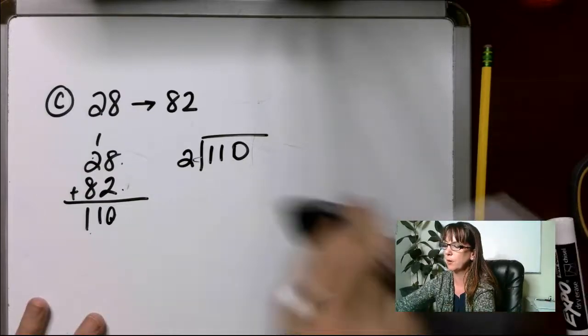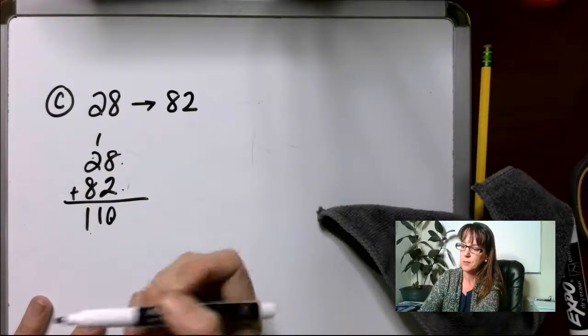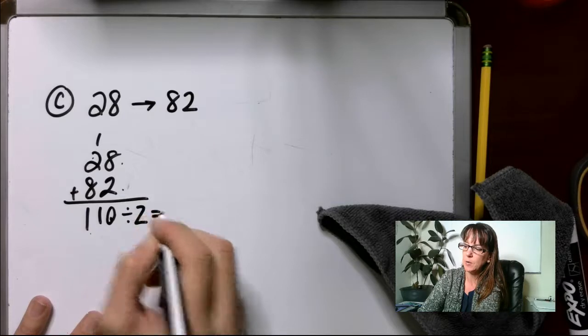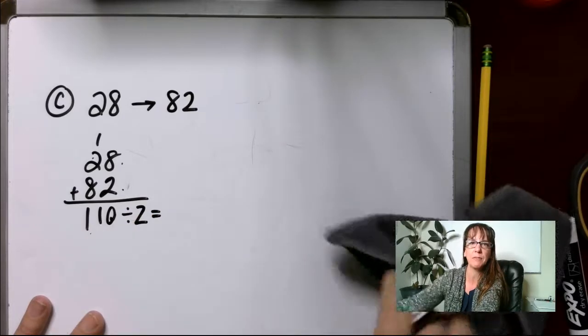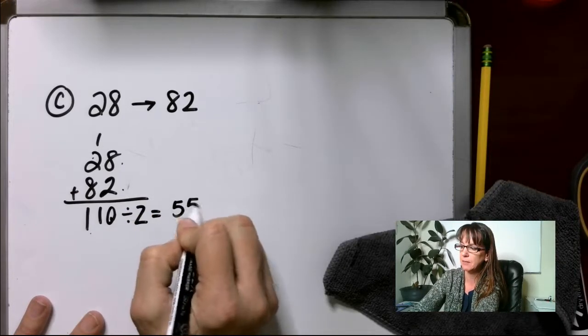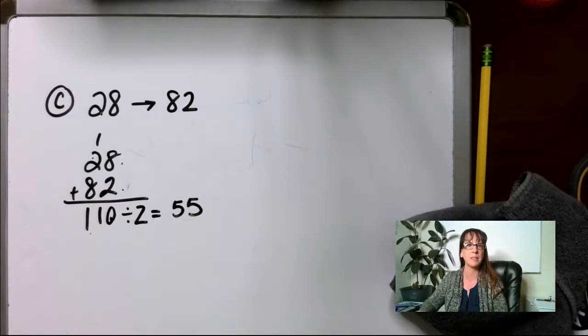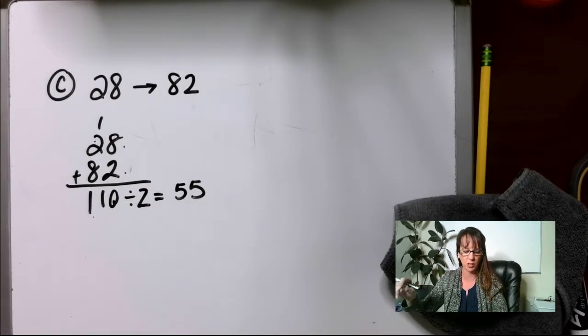I don't even need to do this bit. I'll show you how we can do that part in your head. So we're going to show divided by 2 equals half of 100 is 50, half of 10 is 5. So we get 55, 55. Hopefully that makes sense. If it doesn't, let me know and I'll explain a little more in class.